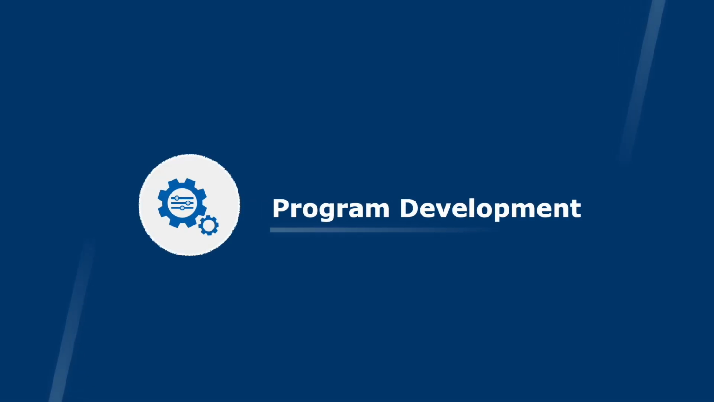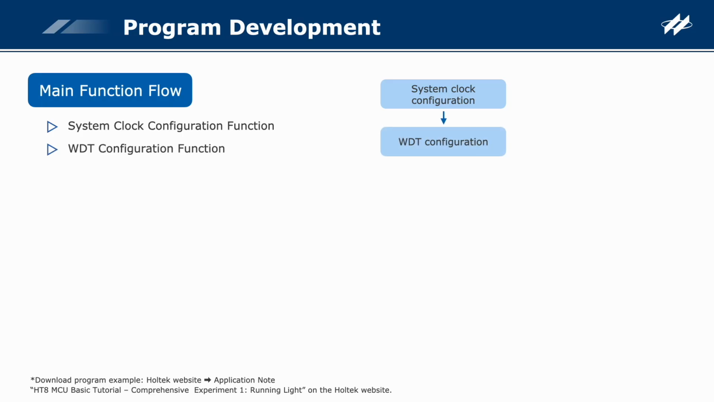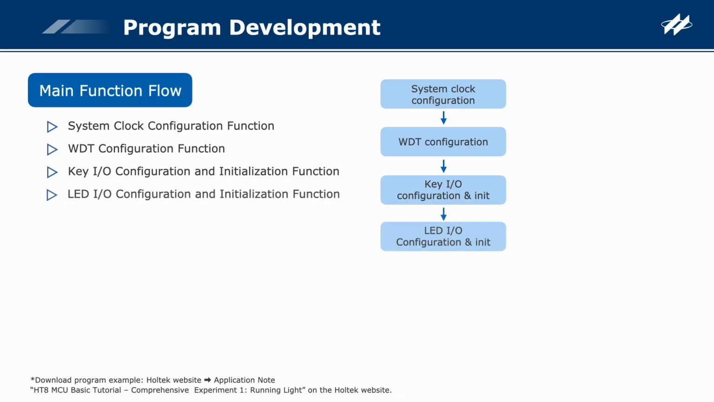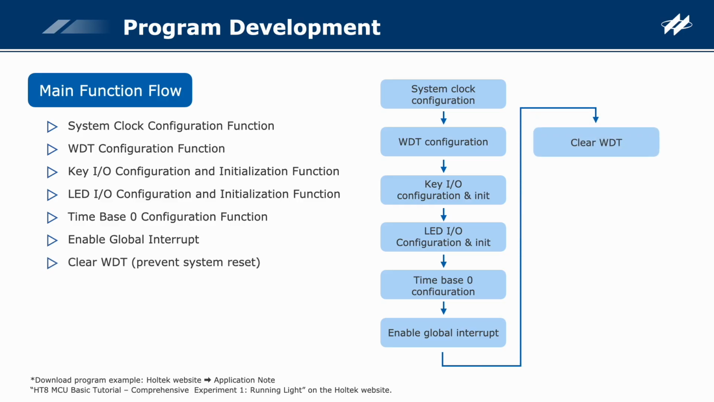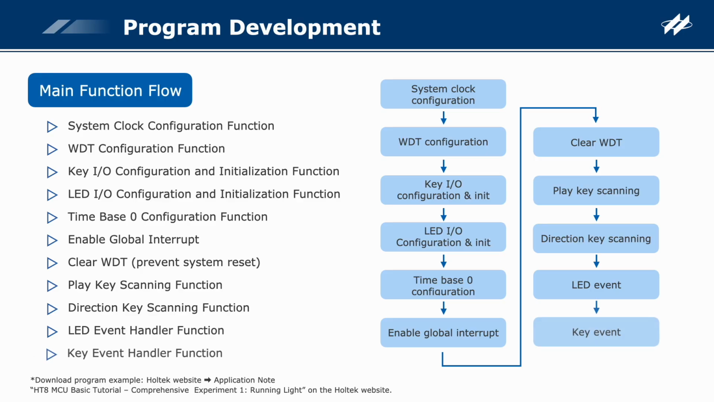Program development. Now, let's look at the workflow within the MCU's main function. It includes the following steps in order: System clock configuration, WDT configuration, key I/O configuration and initialization, LED I/O configuration and initialization, time base 0 configuration, enable global interrupt, clear WDT, key scanning, LED event, and key event.